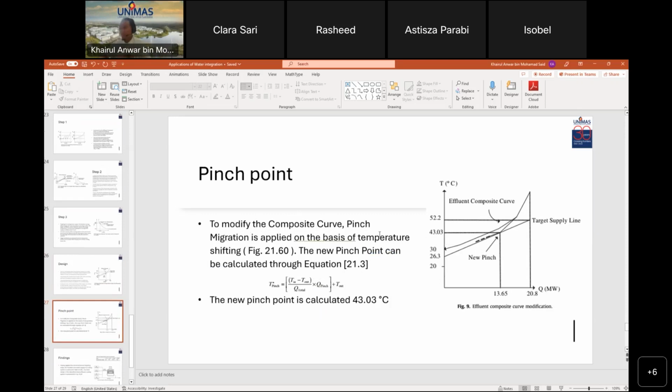Pinch point to modify the composite curve. Pinch migration is applied on the basis of temperature shifting. The new pinch point can be calculated through equation 21.3. The new pinch point is calculated as 43.03 degrees C.